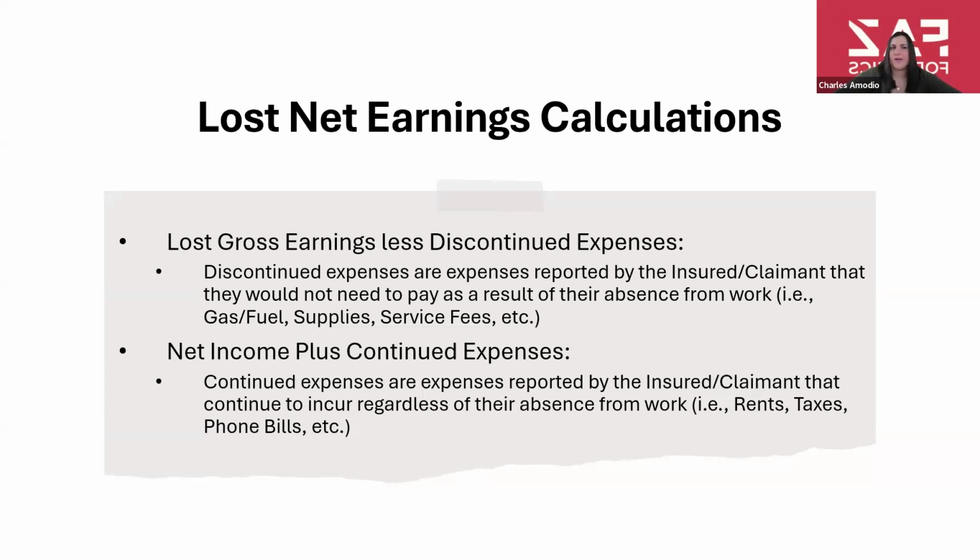And another way we can calculate the lost net earnings is to take the net income and add back continued expenses, basically just the opposite of the calculation I'd mentioned prior. Continued expenses are the expenses reported by the insured or the claimant that continue to be incurred regardless of their absence from work. So something like rent or taxes, phone bills, something that they have to pay regardless of whether they're working or not. So it's just kind of a background on, from start to finish, how we arrive at our lost net earnings calculation.